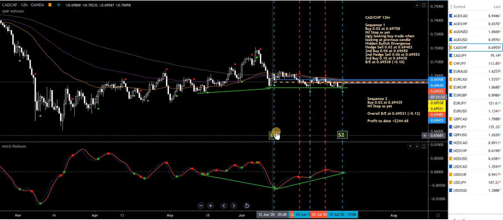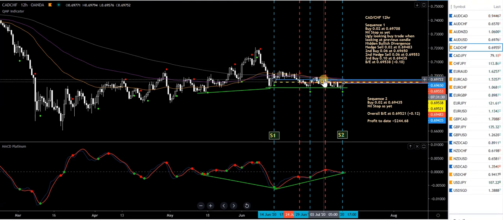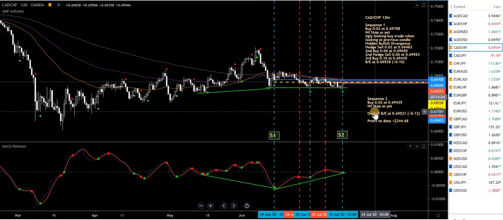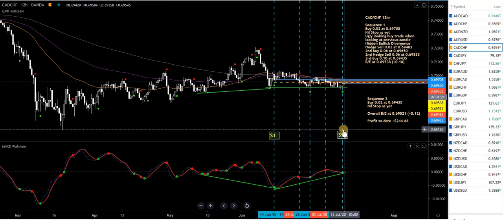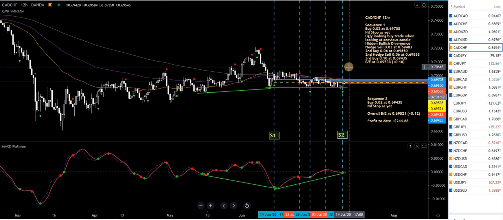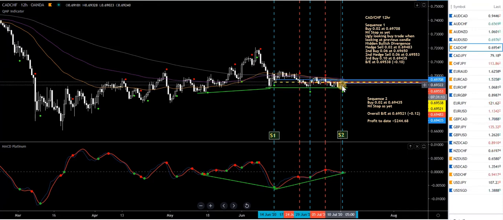Righto. There was a sequence 2 sell trade, which was on this one here. It's been stopped out. I've already removed it from the chart. And there's a new sequence 2 commenced here, which is a buy trade. And it's also a 3rd buy on sequence 1. So this new candle was 2 buy trades.